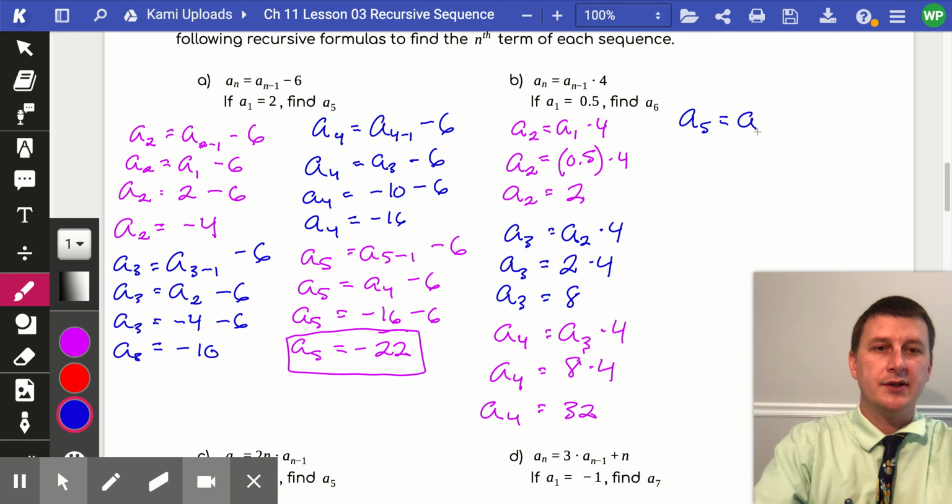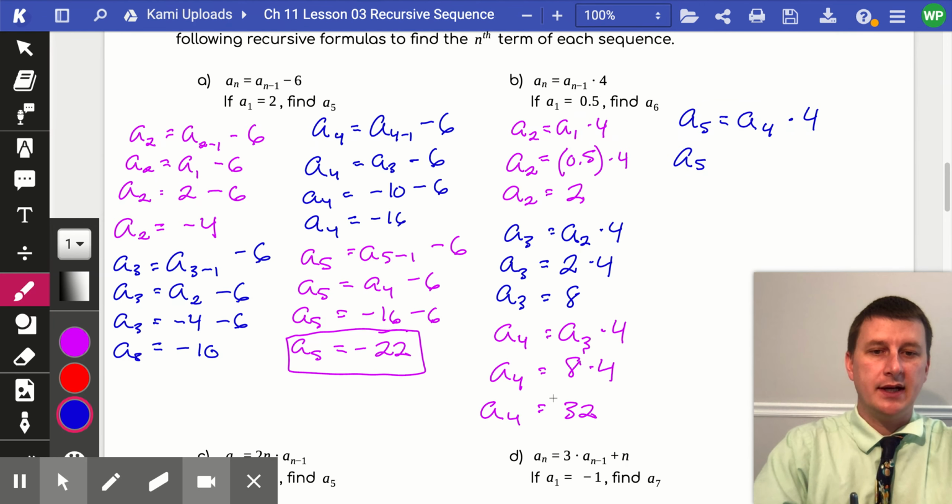Now we're looking for our fifth term. And to get that, we're going to do a sub 5 minus 1 according to our formula. So that's going to be a sub 4 times 4. And we just found out down here that a sub 4 was 32. So we're going to do 32 times 4. And that's going to give us a fifth term of 128.